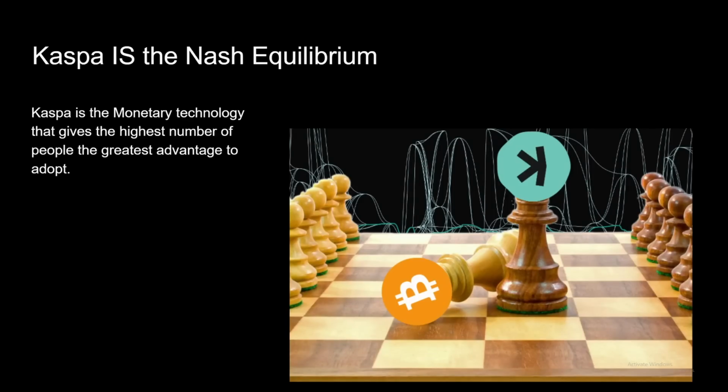Kaspa is the monetary technology that gives the highest number of people the greatest advantage to adopt. And as per game theory, and as per the rational actors, more and more people are starting to realise this, and more people are starting to swap over, and that, I believe, is only going to grow because of the network effects, and because of the incentives, and because of the game theory of Kaspa.